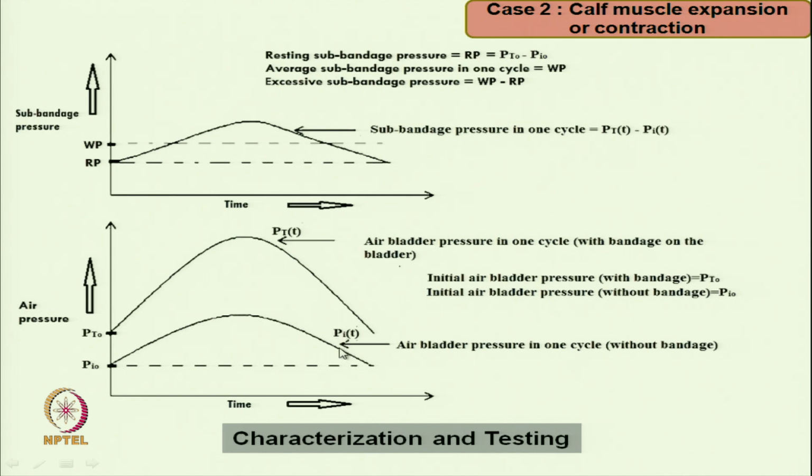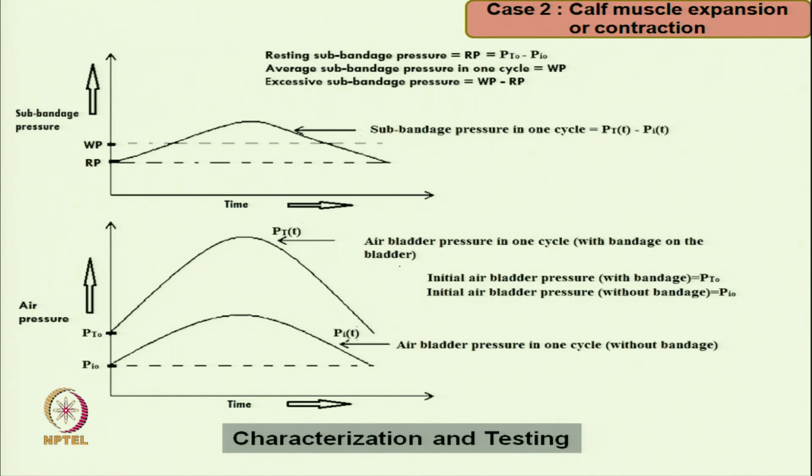So, this is the initial pressure, okay, and here it is the extra pressure due to bladder movement, which shows the cup muscle expansion and contraction, and this is the pressure profile after bandage application, in the bandage condition. Now, if we keep on taking the difference, this difference shows the excessive pressure due to the bandage. This excessive pressure is changing with the cycle due to the expansion and contraction of the muscle.